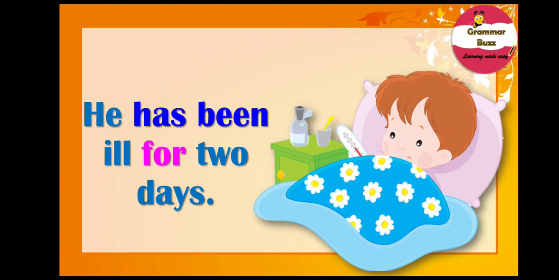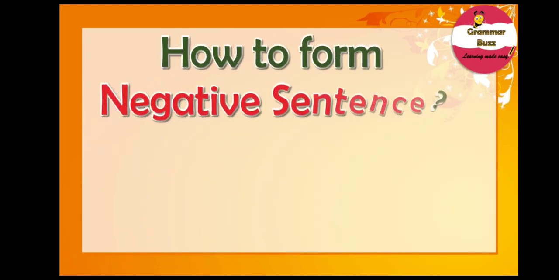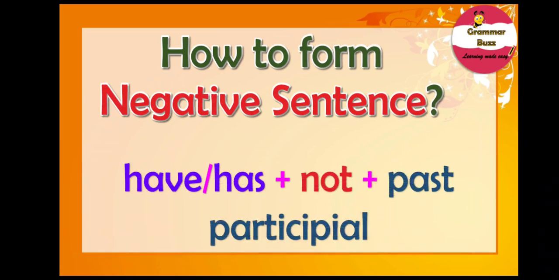Well, now that we know when to use the present perfect tense in different situations, it's time for us to know how to make negative sentences in the present perfect tense. And how to form a negative sentence? Well, for a negative sentence in the present perfect, we simply insert a not between have or has plus the past participle form. Remember that? Have or has plus not plus the past participle form of the verb.